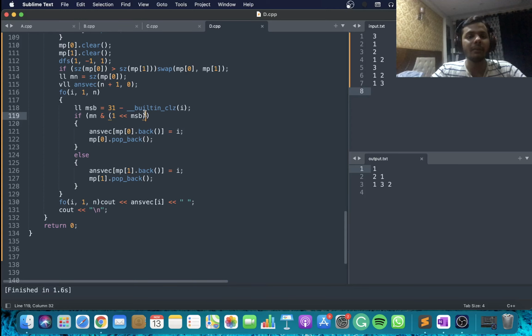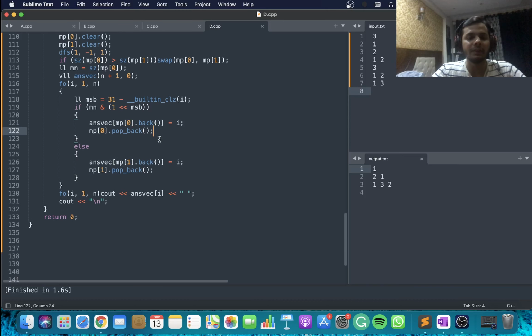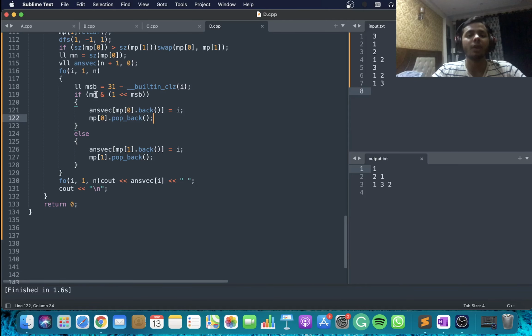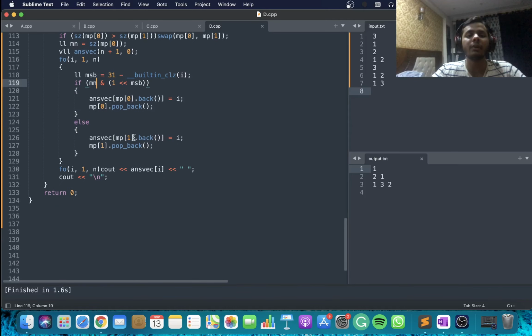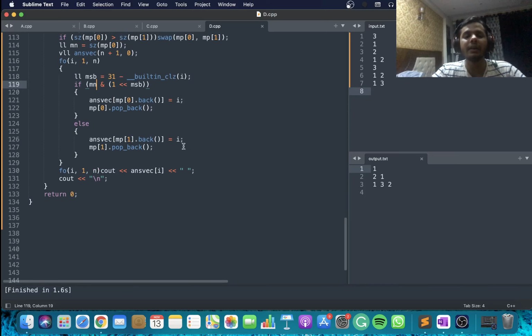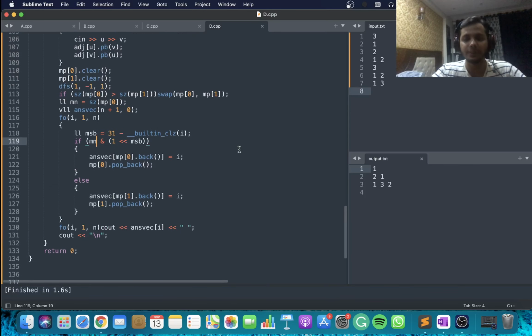Now if that MSB is set in Mn, I am painting it white. That is, I'm taking an element which is at an even level, the answer for that element is just I, and then I'm popping it from the vector of even level elements. And if the bit is not set in Mn, then I'm taking out an element from the odd level and painting it black, right? So finally I just output the answer values of all the elements, and get done with it.